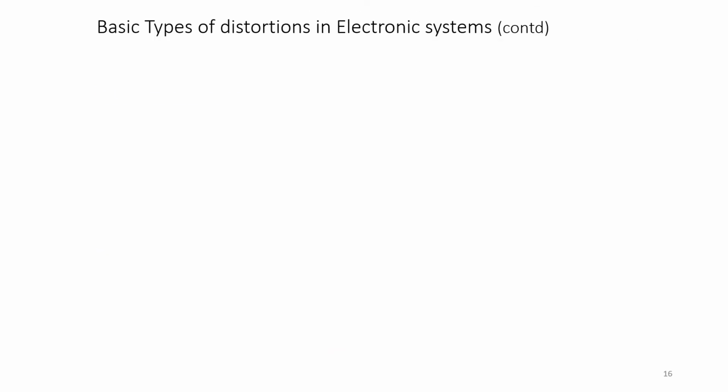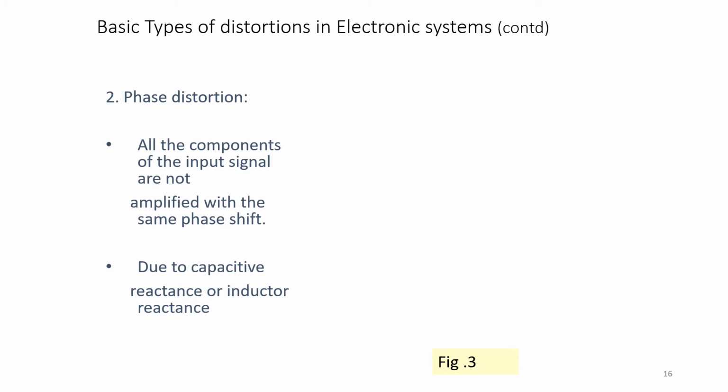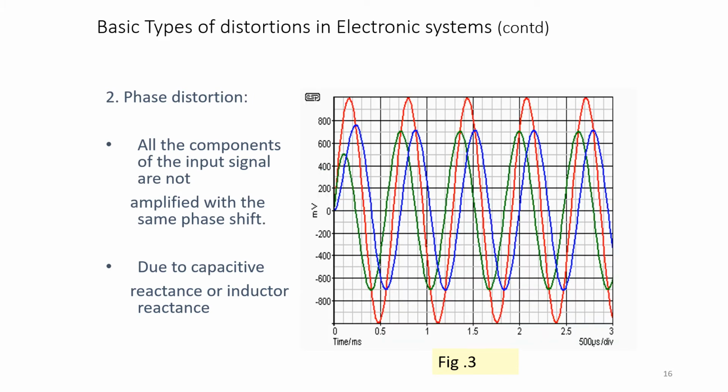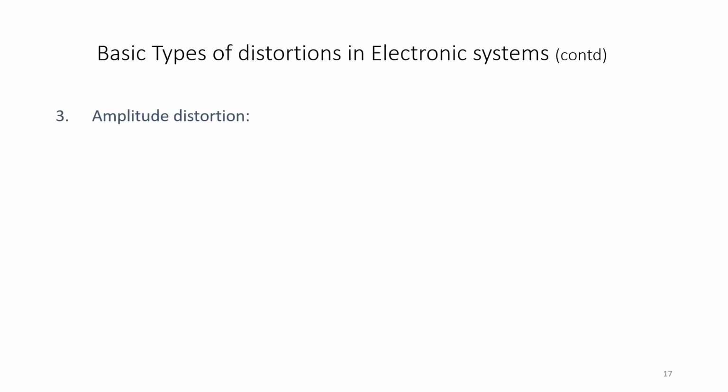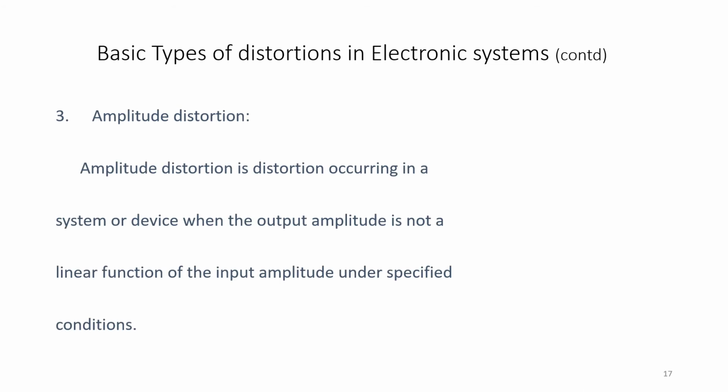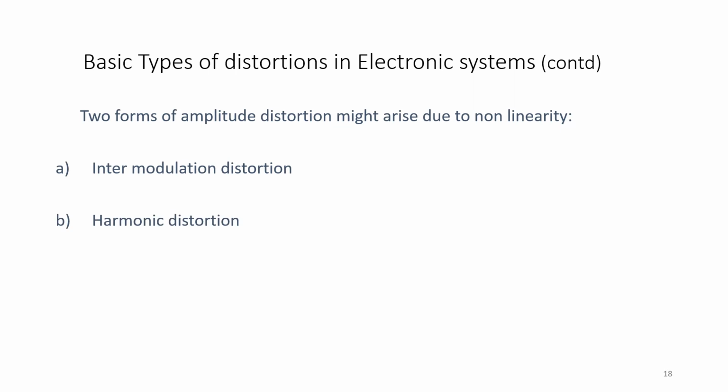Next is the phase distortion. Phase distortion is when all the components of the input signal are not amplified with the same phase shift. Due to capacitive reactance or inductive reactance, we get this phase distortion. Next is the amplitude distortion. Amplitude distortion is the distortion occurring in the system or device when the output amplitude is not a linear function of the input amplitude under specified conditions. Two types of amplitude distortion may arise. It may be due to intermodulation distortion or it may be harmonic distortion.